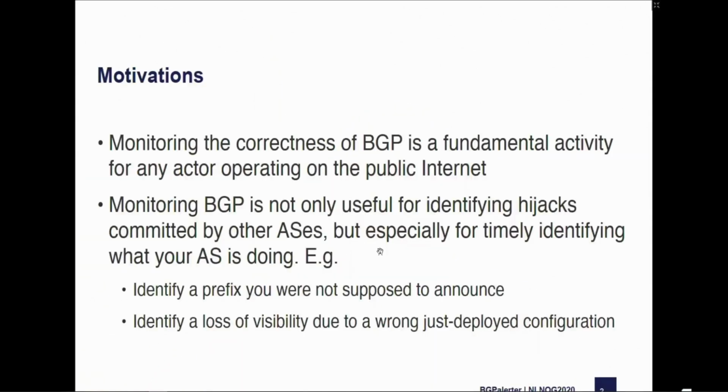A lot of issues today are essentially errors, typos, misconfigurations of all kinds, and visibility issues and things like this. So you don't only want to monitor what other autonomous systems are doing with your prefixes, so if they are hijacking them, but you also want to monitor your own autonomous system and have it under control. You want to be able to timely identify if you are announcing something that you were not supposed to, because maybe it's a typo, or if you just deployed a network configuration and you're losing visibility.